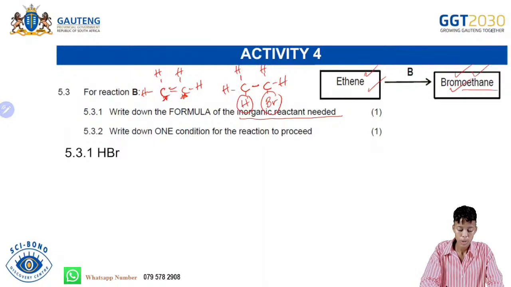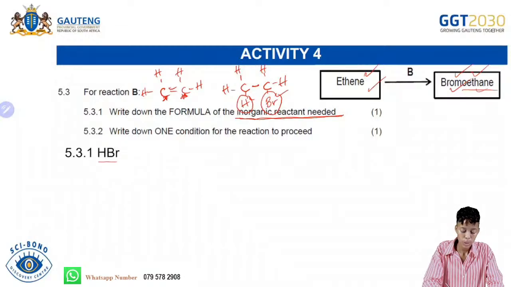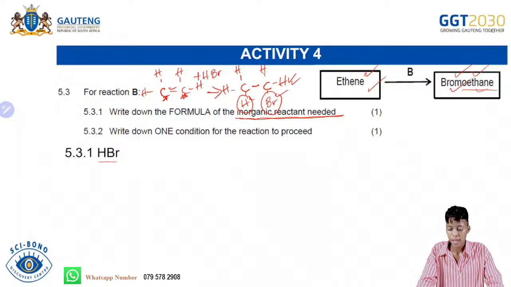So therefore, the hydrogen and the bromine would be representing the other inorganic reactant, so that you can get the bromoethane. If you were to write out the reaction, you would have the ethene plus HBr, the arrow, and therefore you will be getting the bromoethane as a product.